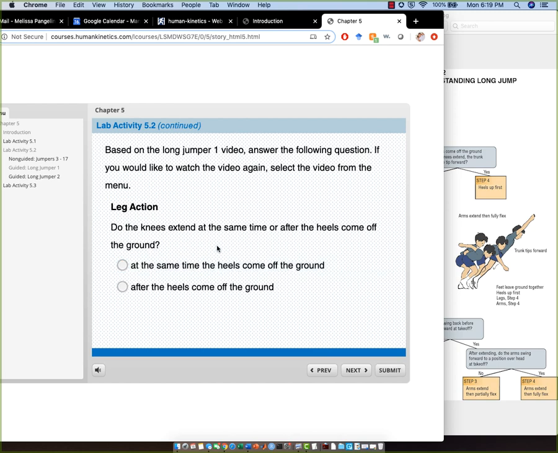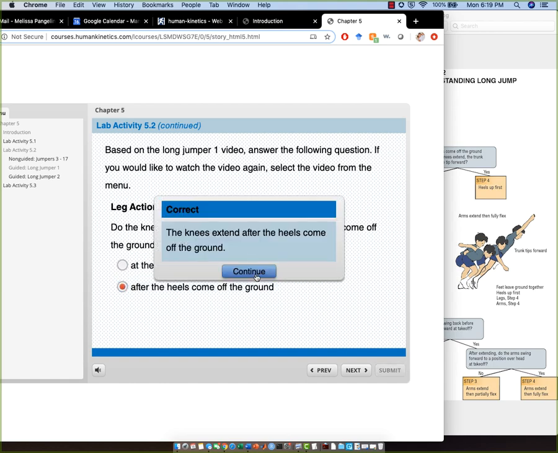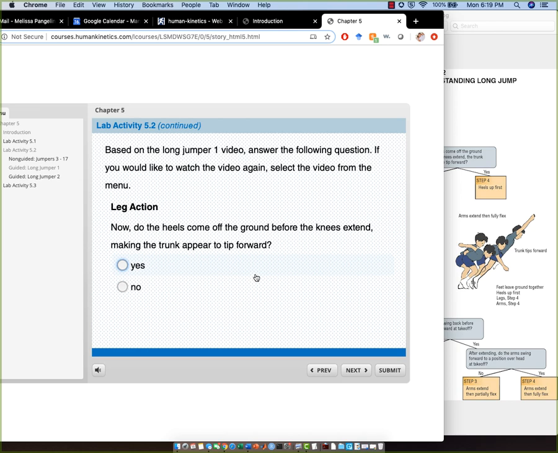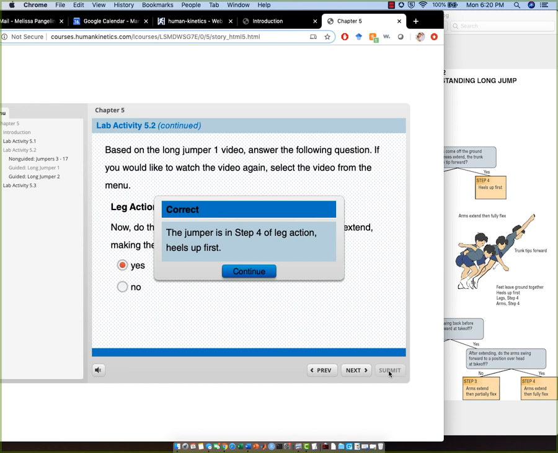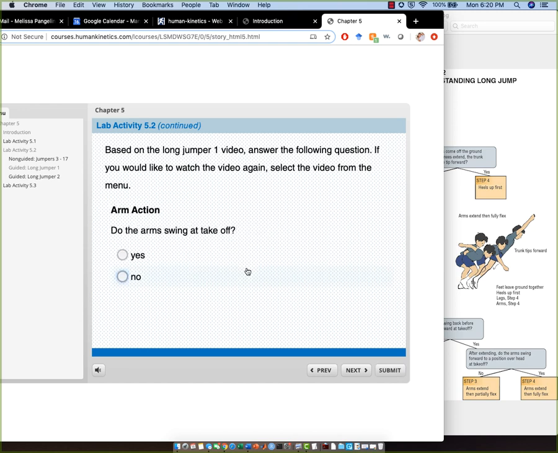The next question asks if the knees extend at the same time or after the heels come off, and so the answer is that the knees extend after the heels come off the ground. We're going to hit submit to make sure that's correct. And then it asks, do the heels come off the ground before the knees extend, making the trunk appear to tip forward? And as we talked about before, the answer is yes. So again, this jumper is in step 4 of leg action.